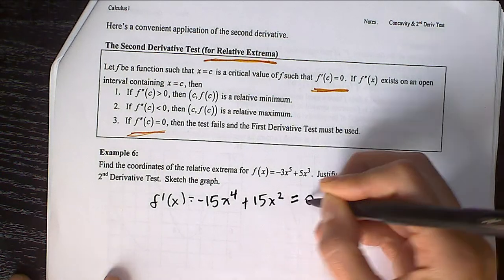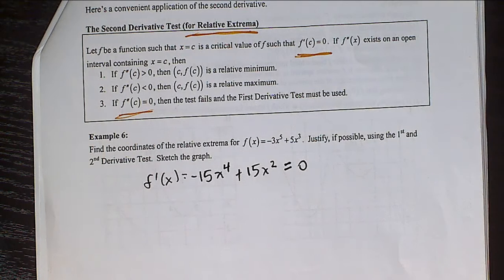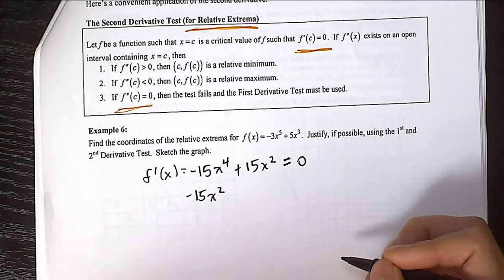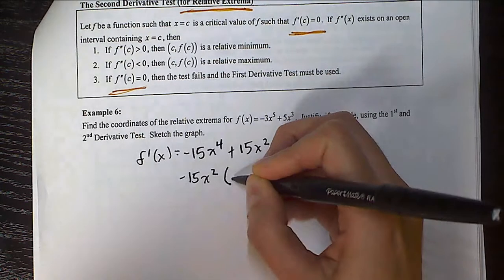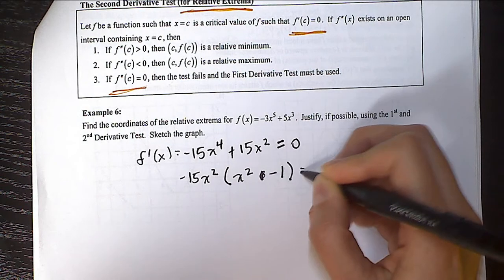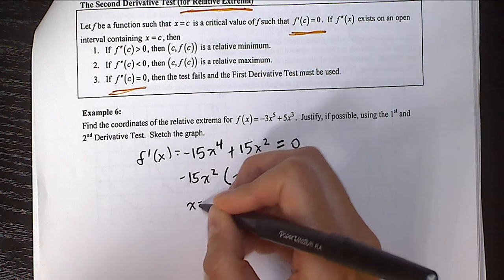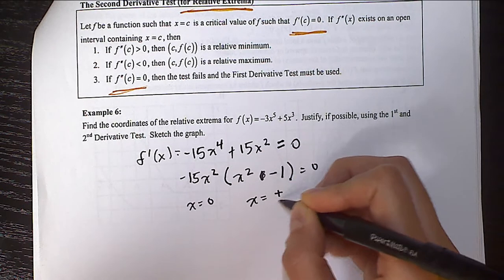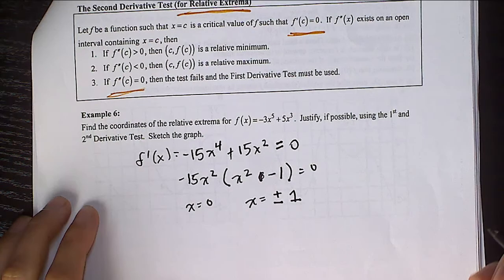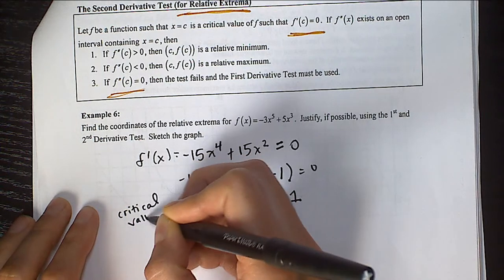Set it equal to 0. And to find the critical points, we're going to factor. So let's take out negative 15x squared. I'm left with x squared plus or minus 1 equals 0. This will give me x equals 0 and x equals plus or minus 1. These are my critical values. I have 3 of them.